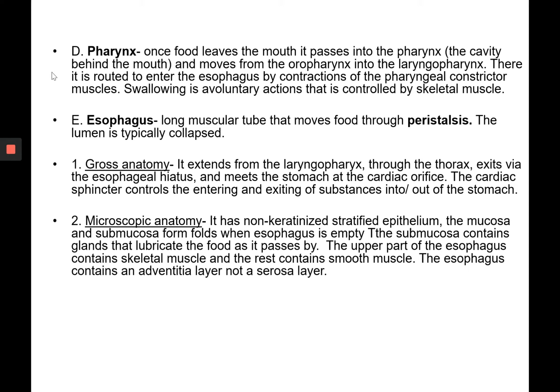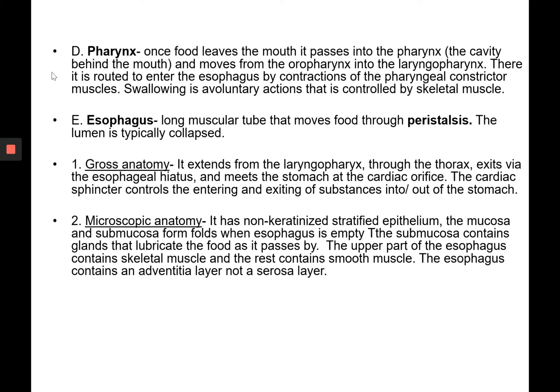If we looked at its gross anatomy, we can see that on one end there are pharyngeal constrictors that are going to function in swallowing, and those are going to be in the pharynx. On the other end of the esophagus, there's the cardiac sphincter, also known as the gastroesophageal sphincter, and when the sphincter relaxes, it allows food to leave the esophagus and enter the stomach.